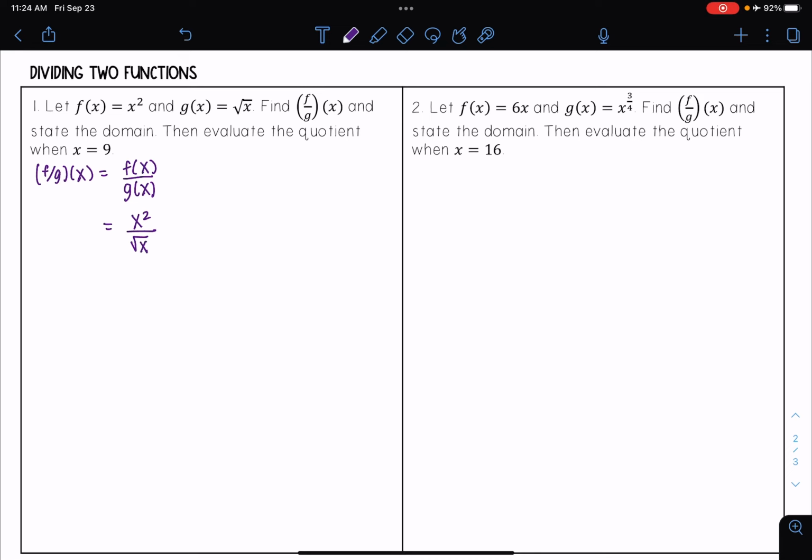Now here we're going to be using our quotient property. However, I need to first change the square root of x to exponential form. So this is going to equal x squared over x to the 1/2. We learned with our quotient property that we subtract the exponents. So this is the same thing as x to the 2 minus 1/2. And so that means that f over g of x is equal to x to the 3/2.